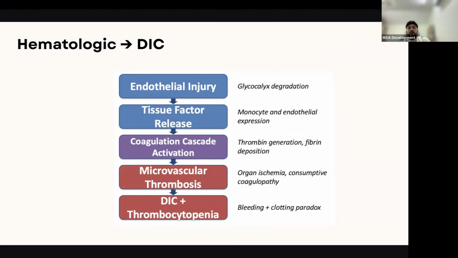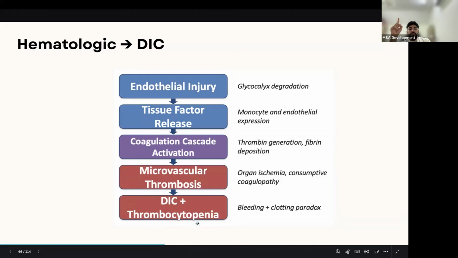Okay. Basically when you have blood clots all over your body. So again, we start with our endothelium getting injured, and you have tissue factor being released. Tissue factor, if you remember from Hem-Onc, it will basically activate your coagulation cascade. So now you're going to get thrombin generating, you're going to get fibrin depositing as well. And this will cause microvascular thrombosis, right? This microvascular thrombosis could actually trap these small mini arteries, that will lead to organ ischemia, okay? And then you'll have the patient presenting to you with DIC and thrombocytopenia.